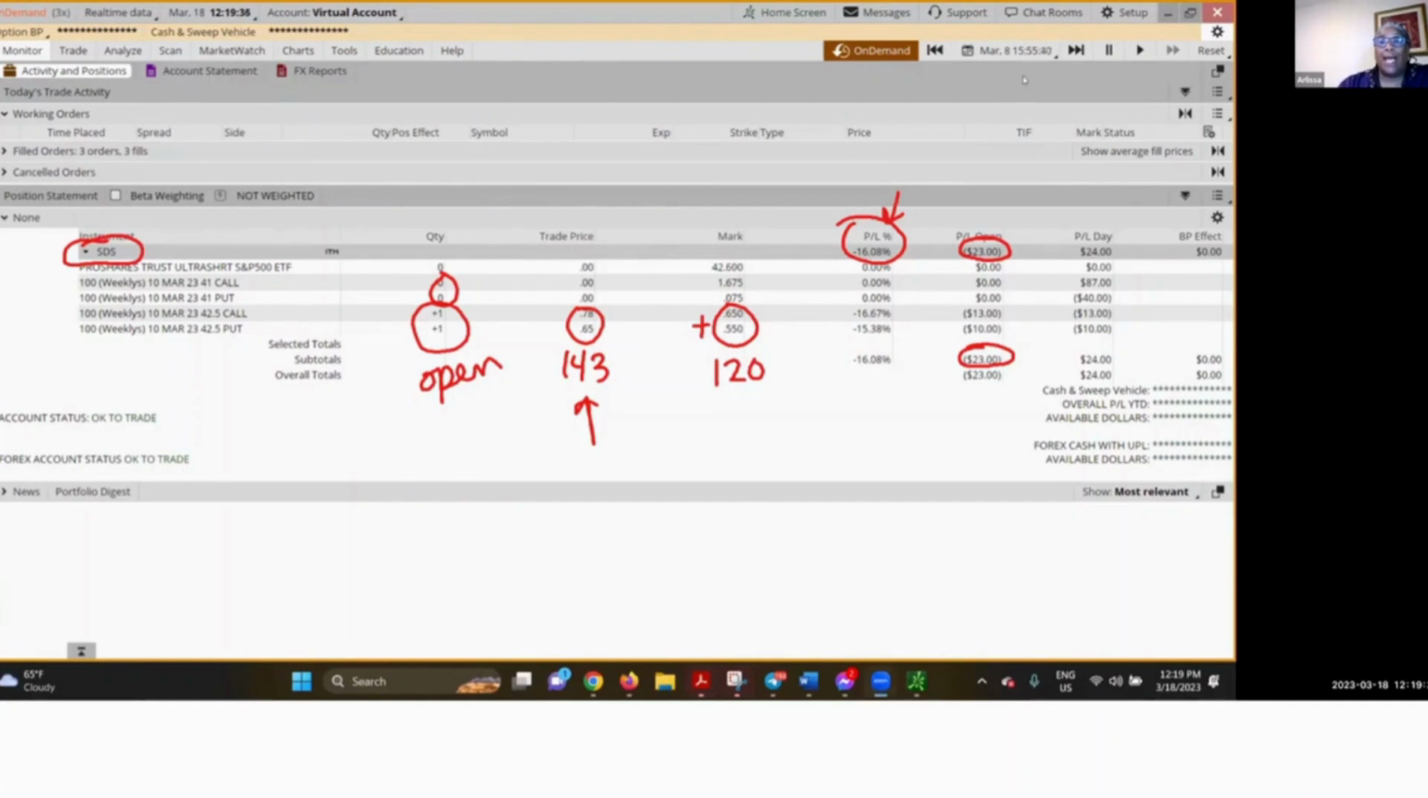Now, the person who decides when you exit this trade is who? You, baby. It is you, baby. Yes, the person who decides when you're going to enter and exit this trade is you, baby.